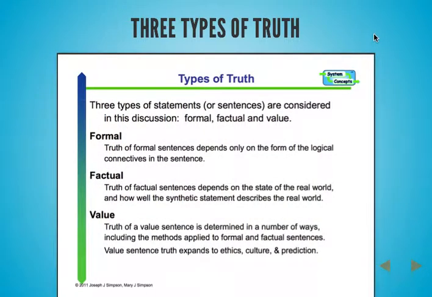Again, the three types of truth: formal truth, factual truth, and value truth. Formal truth depends only on the form and logical connectives. Factual truth depends on the state of the real world. Value truth depends on a number of things, including ethics, culture, and prediction, but it is basically associated with what people assign a high value to. In this case, we're assigning the value to the final structure of the matrix because we want to structure the system.